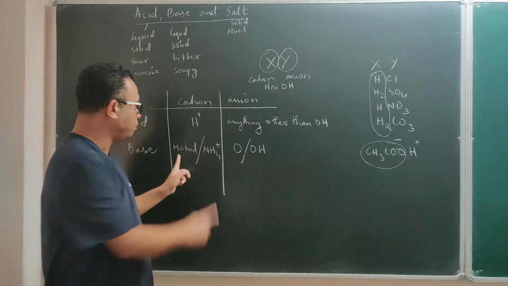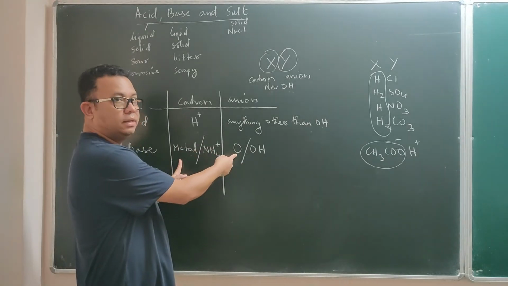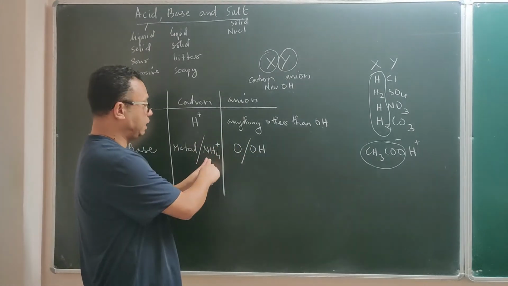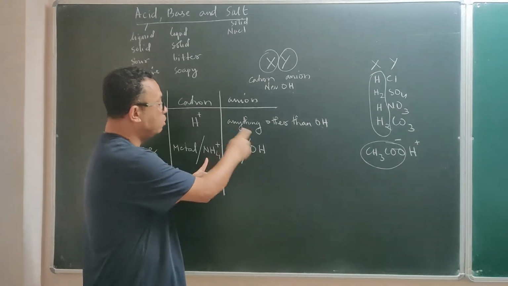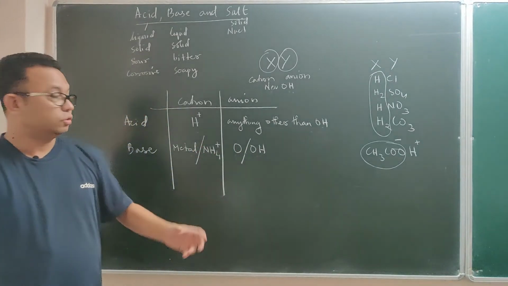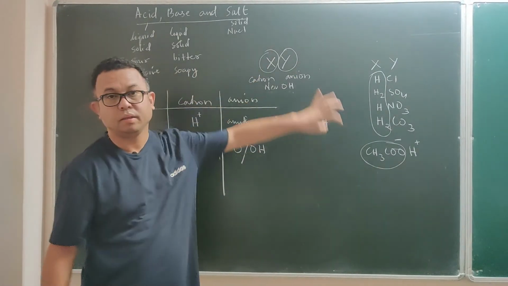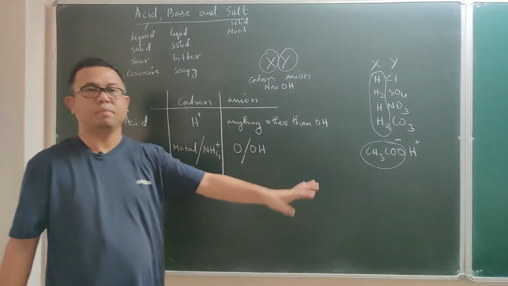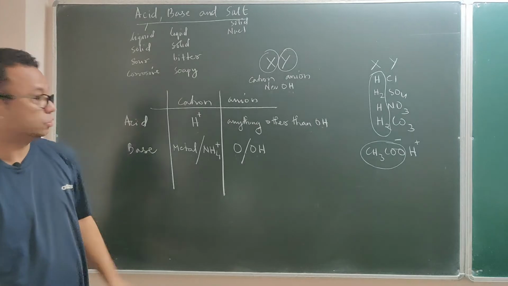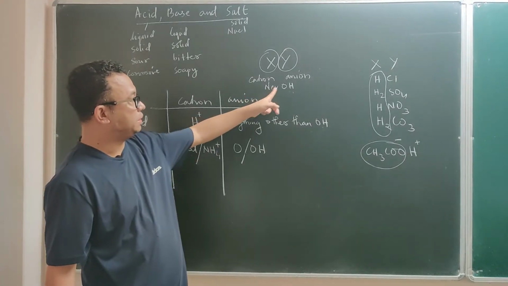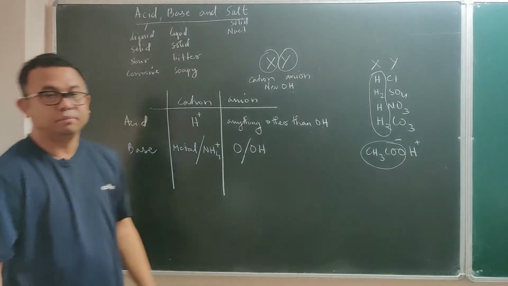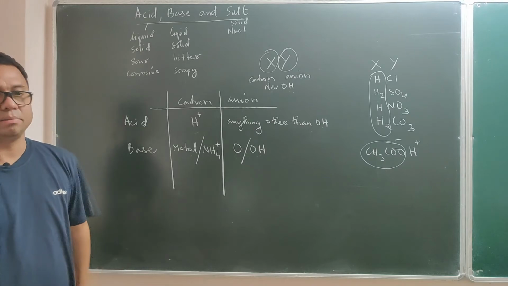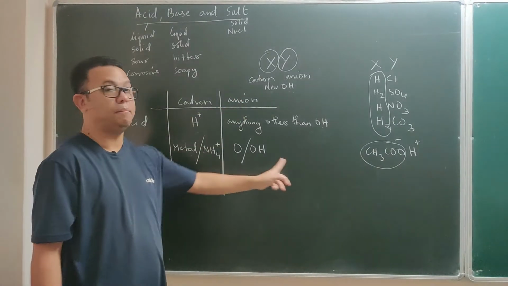So combine this. Metal oxide is a base, metal hydroxide is a base, ammonium oxide, no compound, ammonium hydroxide is a base. So that means a metallic hydroxide or a metallic oxide, including ammonium hydroxide, they are bases. So in the cation part, if a metal is present, and in the anion part, if oxides and hydroxides are present, then we say they are bases.